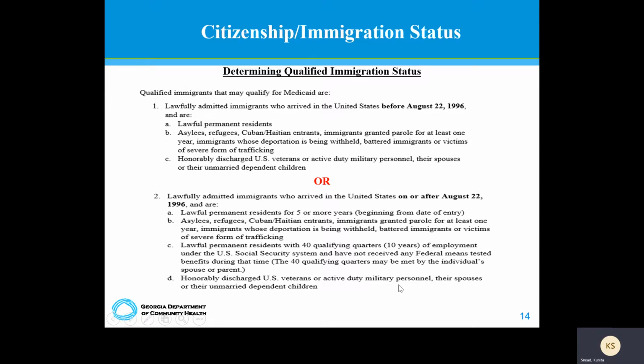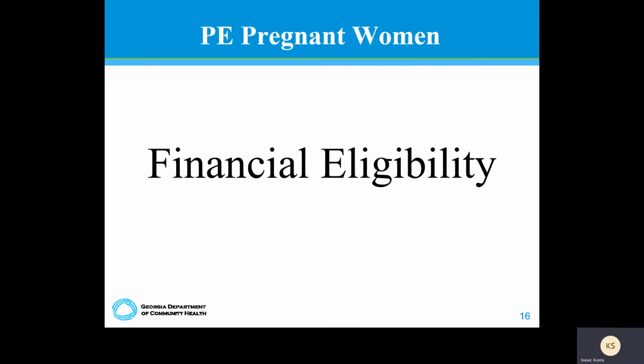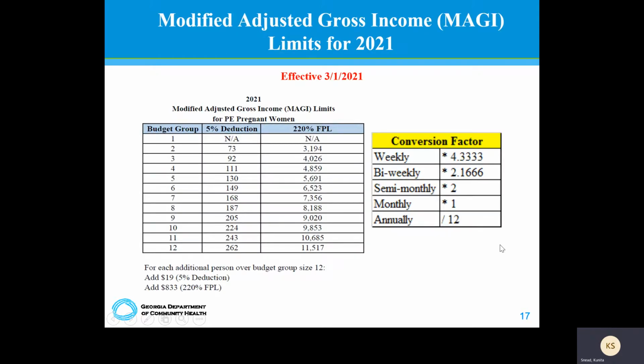So again, if they show you the employment authorization card that does not verify their immigration status, you're still going to have to use your policy to determine if they are a qualified immigrant based off of when they entered the United States. So I kind of hope that clarifies that document for you all. But like I said, if you have any further questions, please write those questions down on the document that you have been provided.